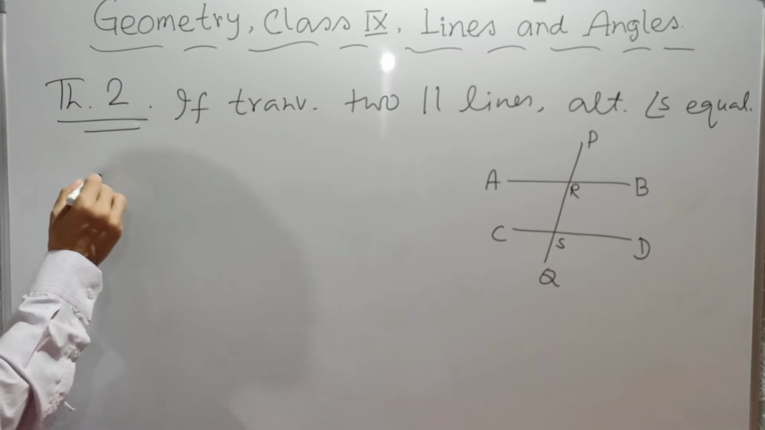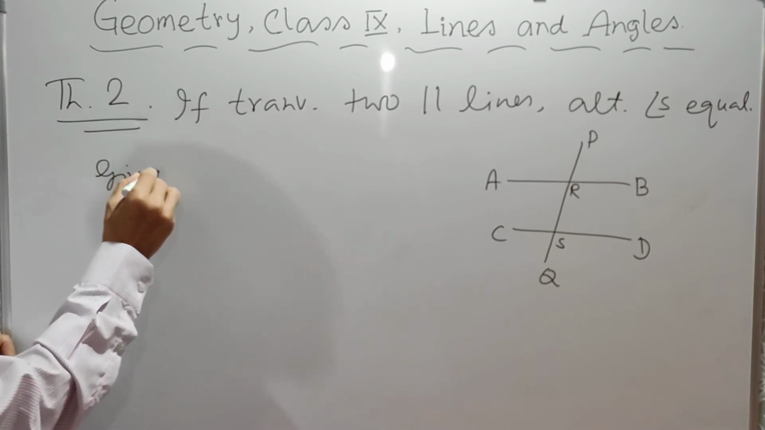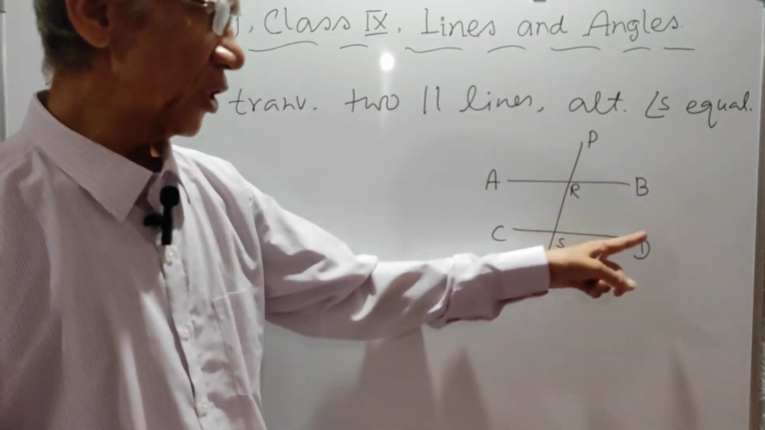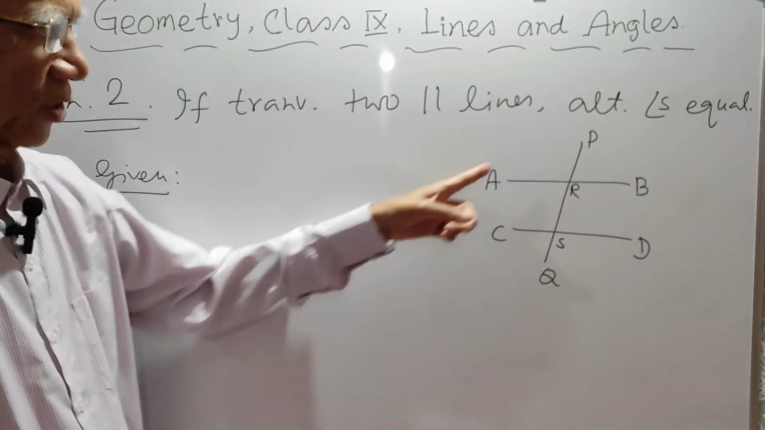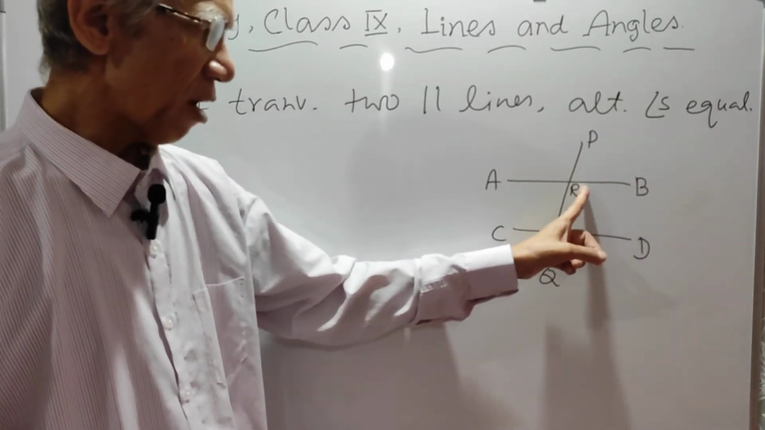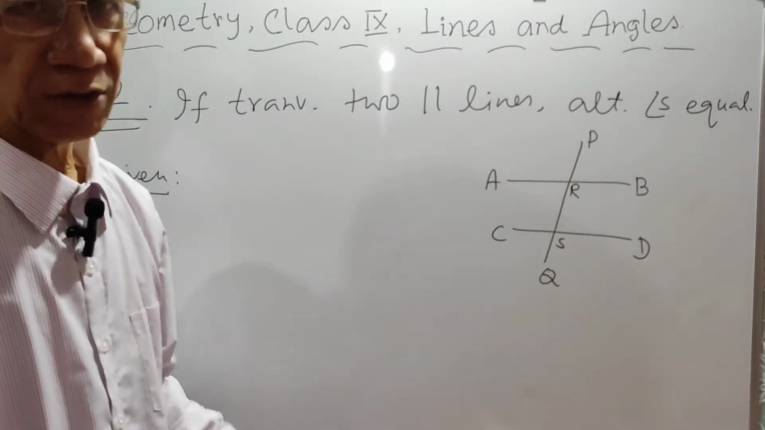So for the answer, first you will write "Given." What is given? AB and CD are parallel lines. PQ is the transversal. PQ intersects AB at R and CD at S. That is what you will write.